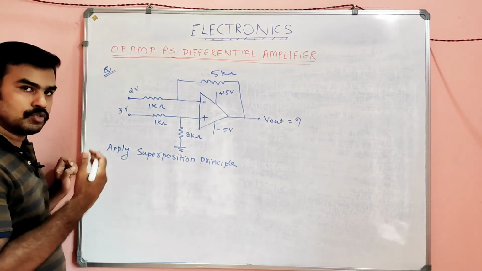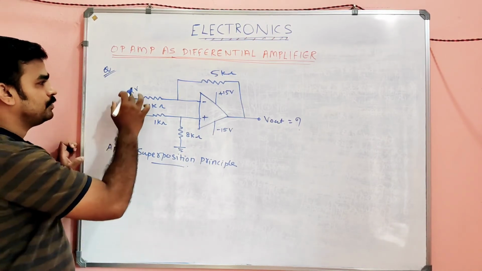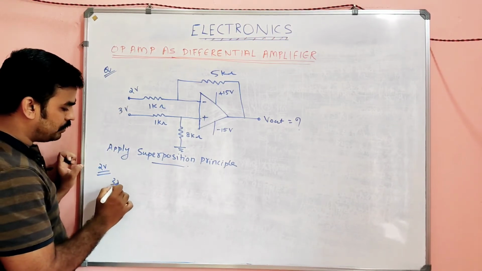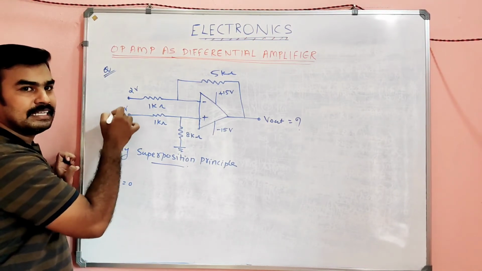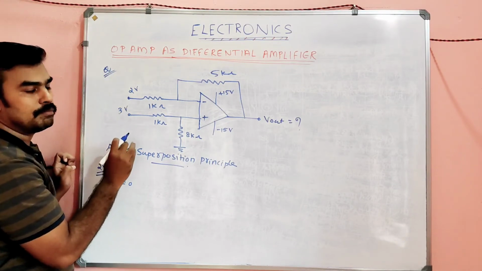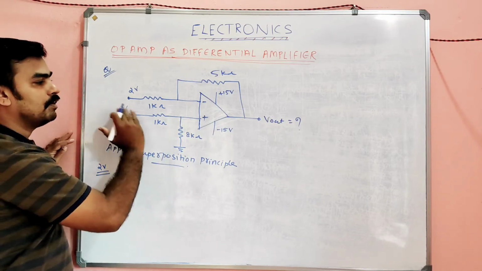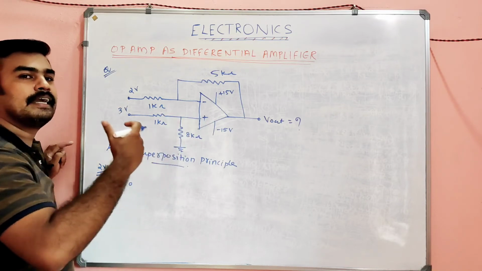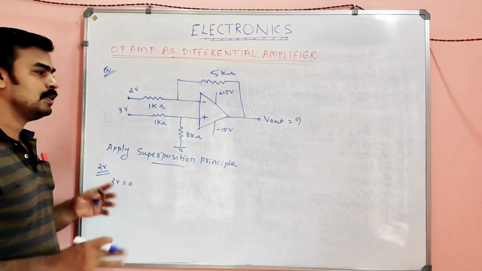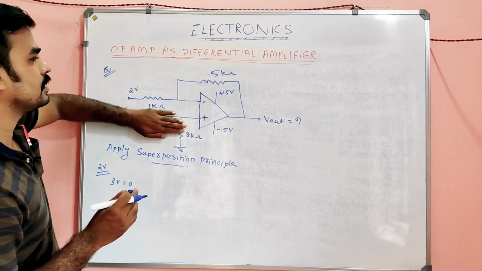So what is meant by the superposition principle, my dear? We consider only a single source at a time. So I am considering only 2 volt at a time. 2 volt at a time means 3 volt will be equal to 0. I mean there will not be any voltage here. If there is no voltage here, then this thing cannot exist here. It's simply like a grounded path, na? But a different impedance grounded path, but eventually it is grounded now. So the circuit is like this. If we neglect this, the circuit will be like this.